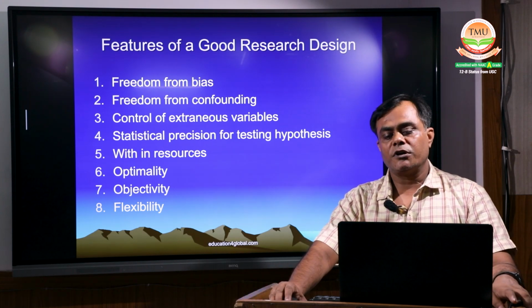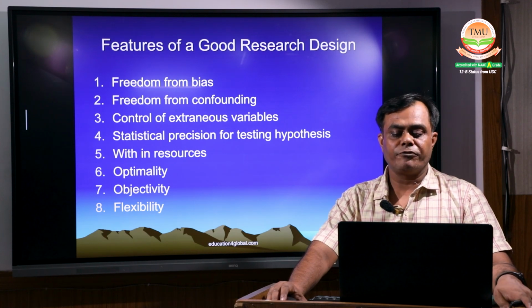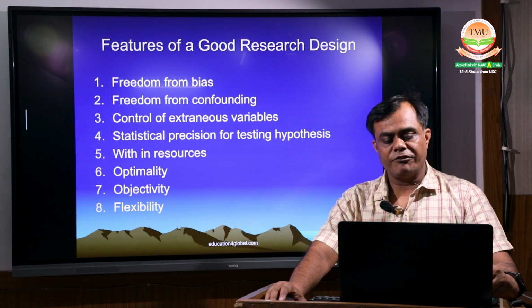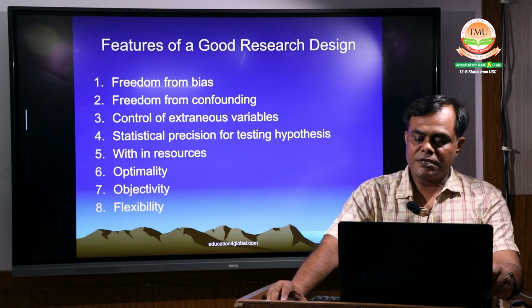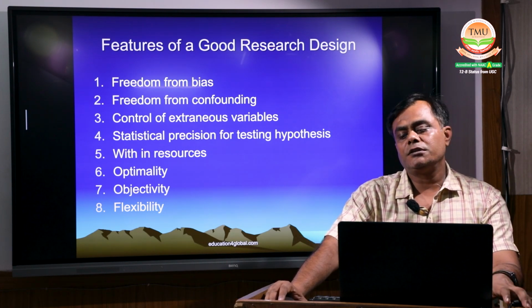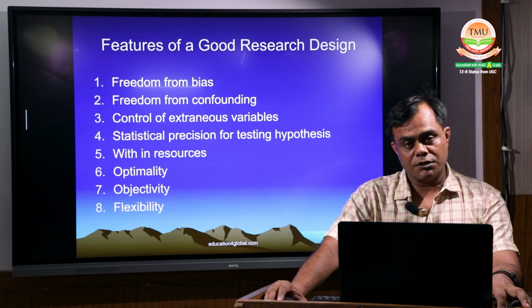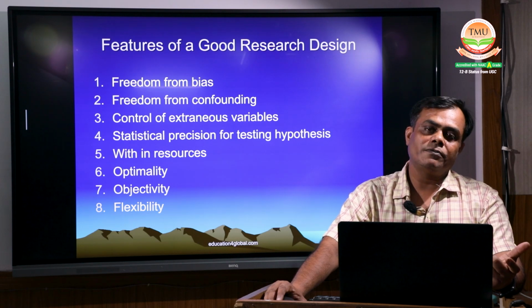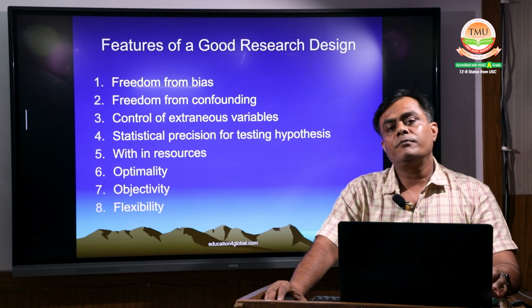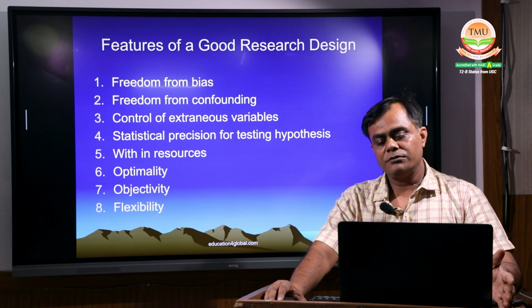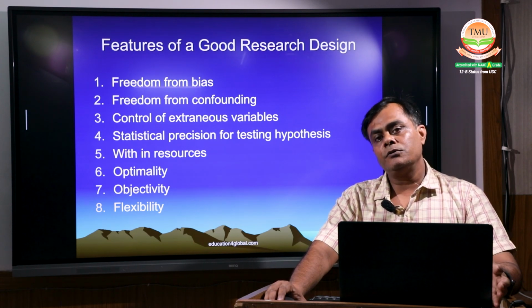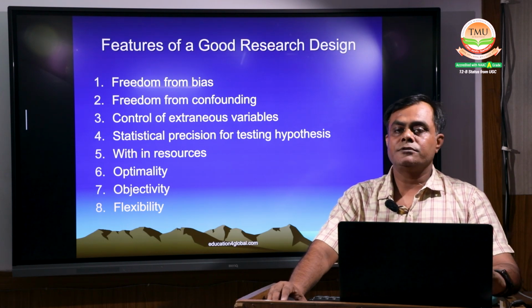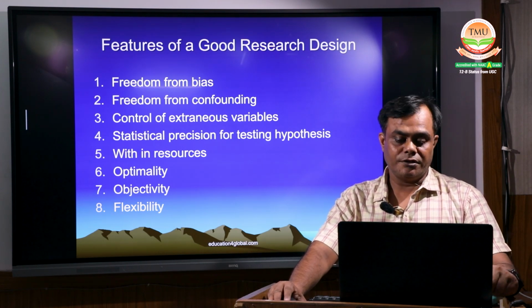The second important feature is freedom from confounding. In a good research design, the variables involved in the study are separated from each other so that they do not influence each other. If there is no freedom from confounding, one variable might impact another variable, and that impact gives a wrong interpretation and, as a result, a wrong finding.